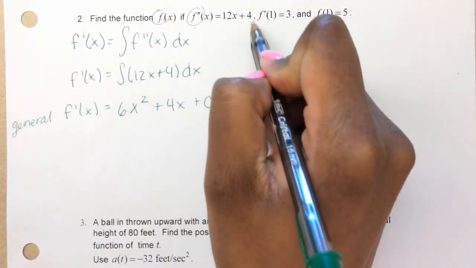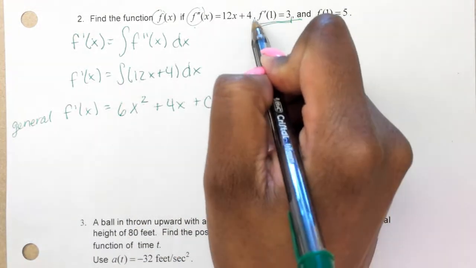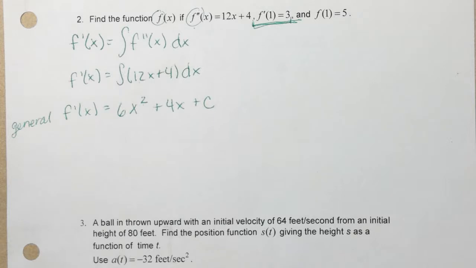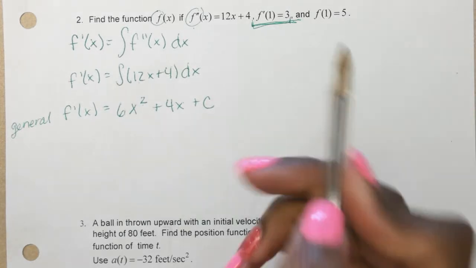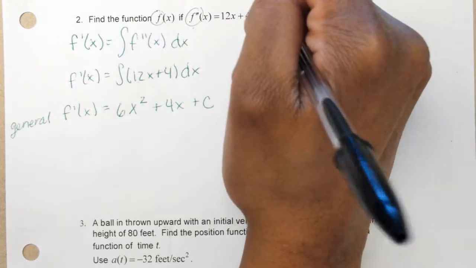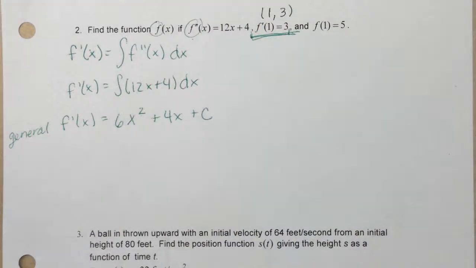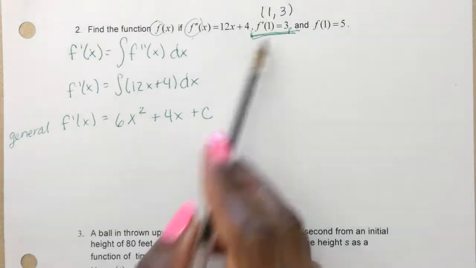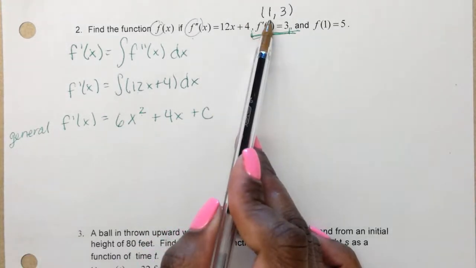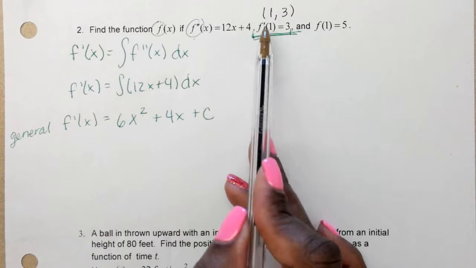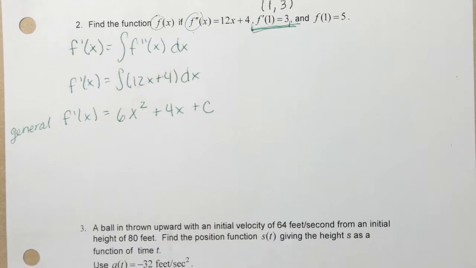Now this problem tells us that f prime of 1 is equal to 3. So this problem requires us to find the particular solution, right? We can rewrite this as a point, so (1, 3) is our point here. So we're going to find the particular solution for the first derivative at the point (1, 3).